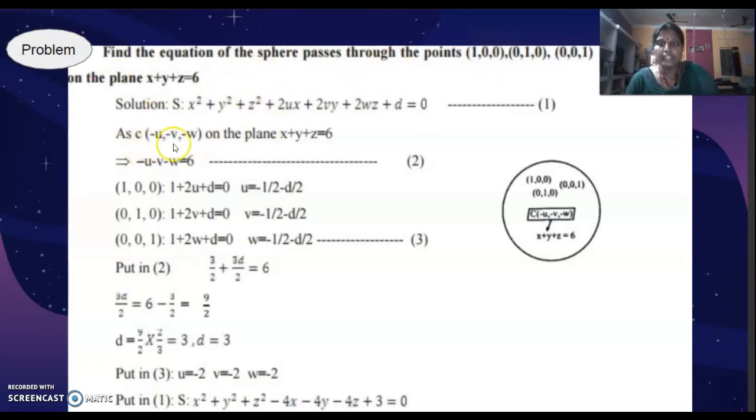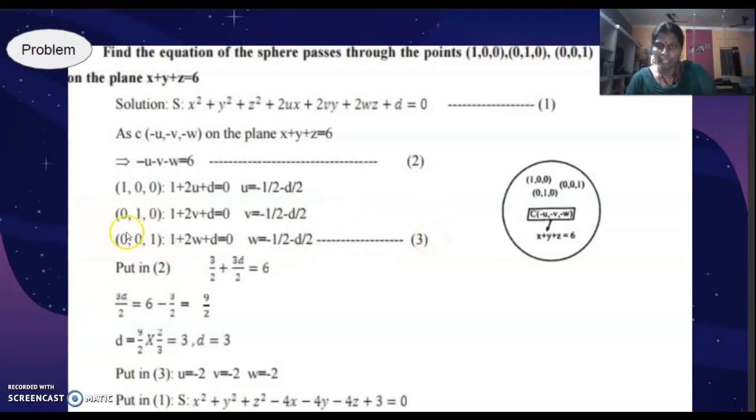The center of the sphere lies on the plane. So we know that the center is (-u, -v, -w), which lies on the plane x + y + z = 6. You can substitute x = -u, y = -v and z = -w. We get -u - v - w = 6. This is equation 2. Already we take the general equation of the sphere as equation 1. Now the sphere passes through the point (1, 0, 0). So in equation 1, we substitute x = 1, y = 0 and z = 0 and get the first equation. Substituting the points (0, 1, 0) and (0, 0, 1) we get the other equations. These 3 equations represent equation 3.